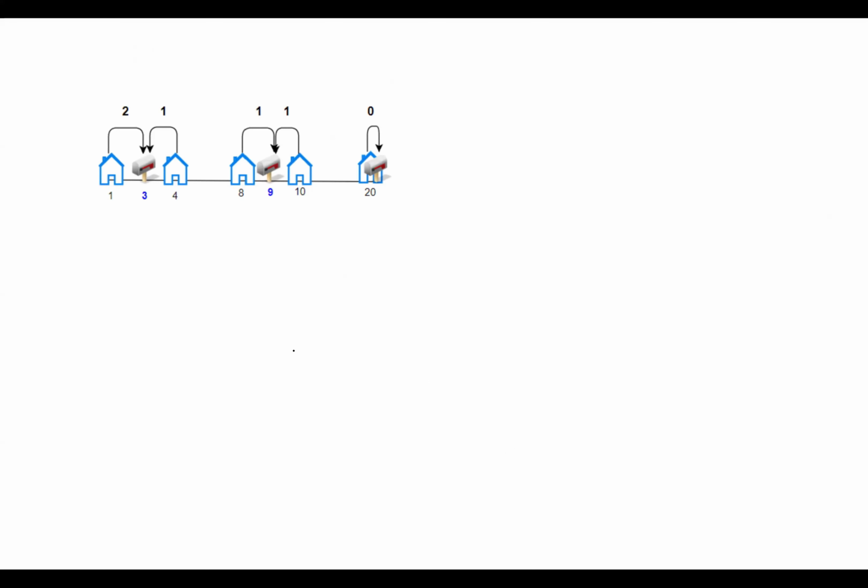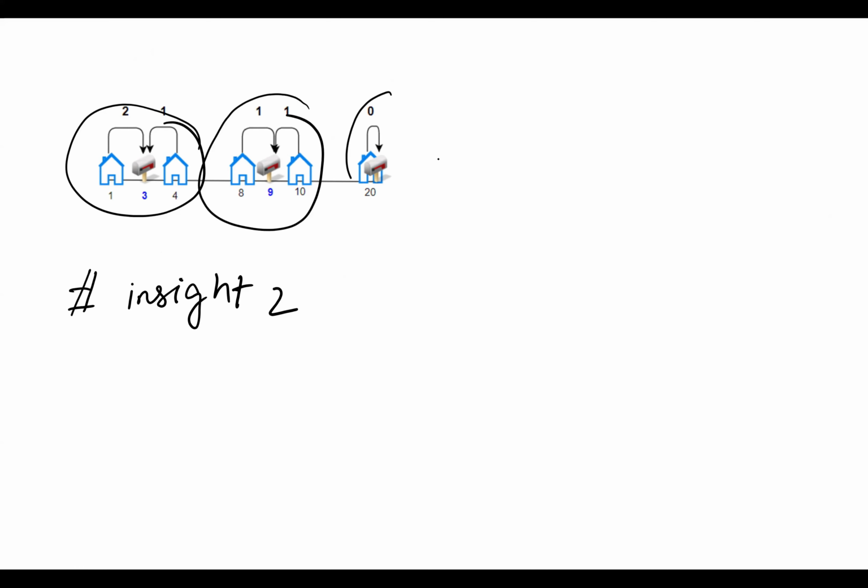The second thing, how do we solve this? That is insight number 2. Insight 2 says make clusters of houses and then assign one mailbox to each. That is actually quite intuitive. You see here that we have 3 mailboxes, and we also have 3 clusters. We don't have a proof yet, but we can say that putting a mailbox in each cluster actually minimizes it. Let me show you one picture again.